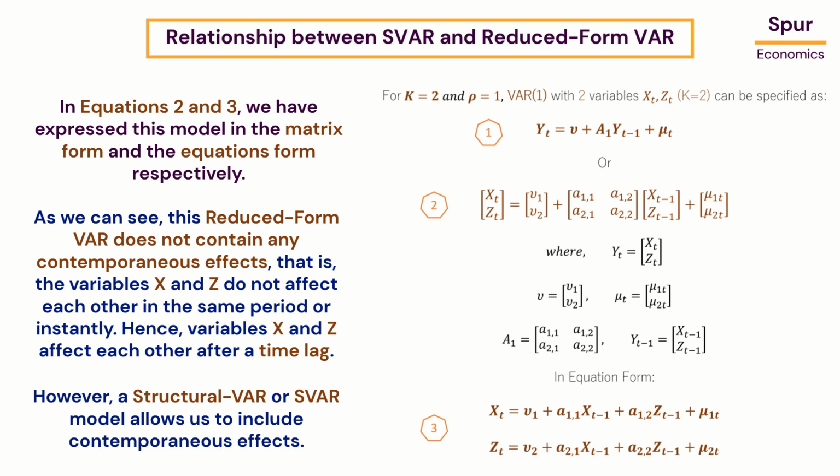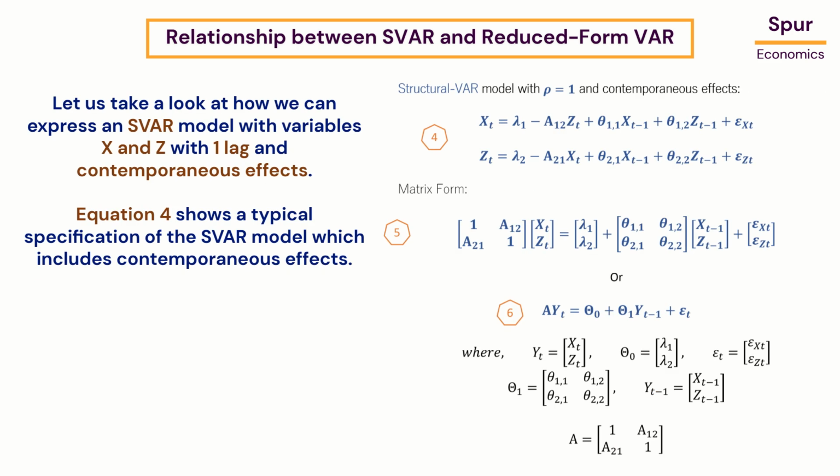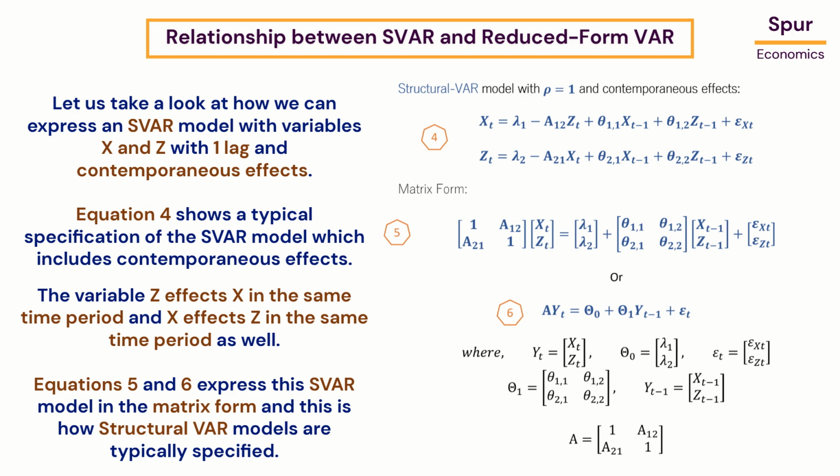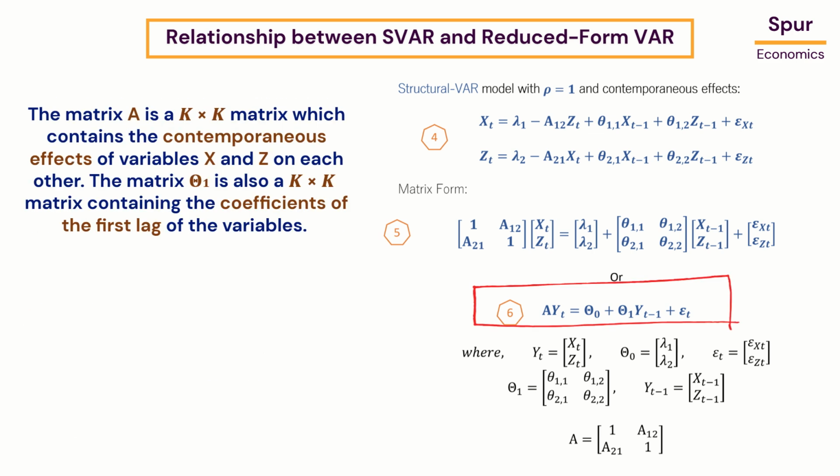However, a structural VAR or SVAR model allows us to include contemporaneous effects. Let us take a look at how we can express an SVAR model with variables x and z with one lag and contemporaneous effects. Equation 4 shows a typical specification of the SVAR model, which includes contemporaneous effects. The variable z affects x in the same time period and x affects z in the same time period as well. Equations 5 and 6 express this SVAR model in the matrix form, and this is how structural VAR models are typically specified. The matrix A is a k by k matrix, which contains the contemporaneous effects of variables x and z on each other.